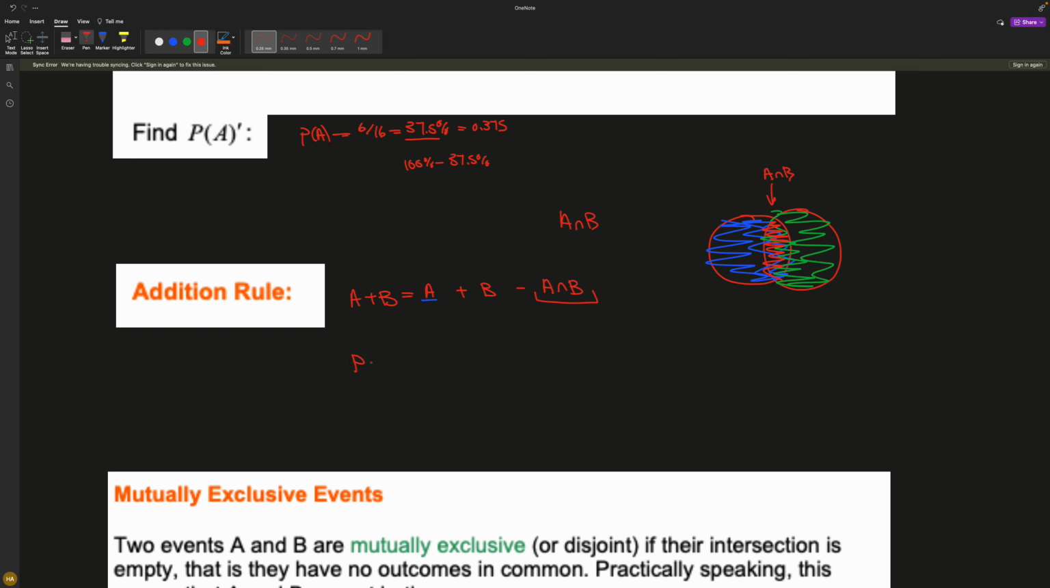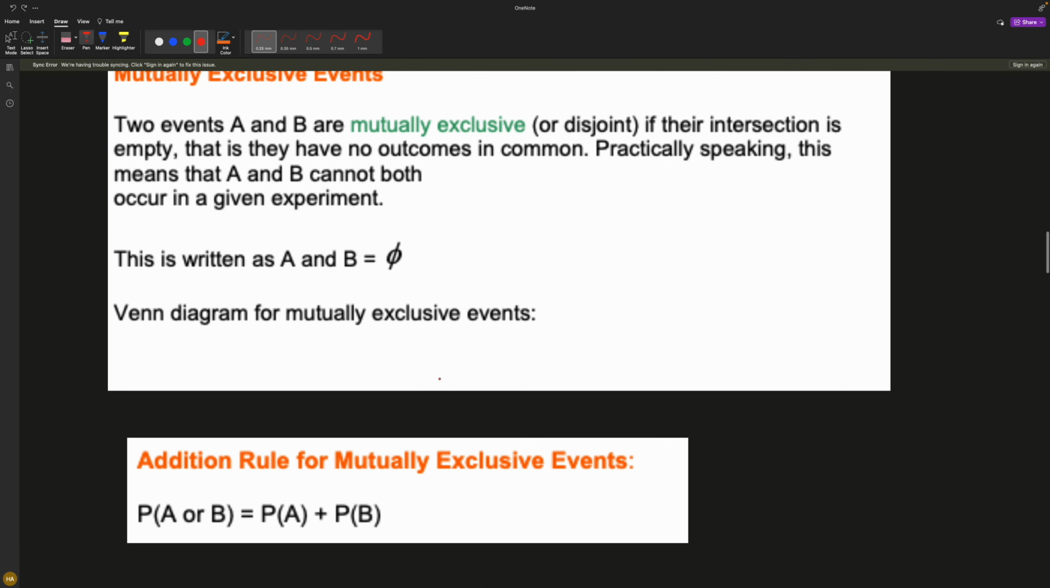Okay, so the probability is the same thing. So the probability of A union B equals the probability of A plus the probability of B minus the probability of A intersect B, because we're adding that probability twice when we do this. So that's why we subtract it.